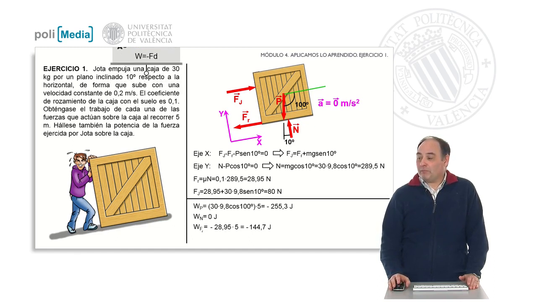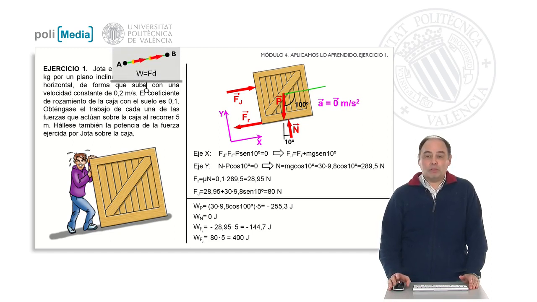The last force that remains to be considered is the force exerted by Jota. What work does it do? This is very similar to the case of the frictional force, with the difference that the force has the same direction as the motion, and therefore the corresponding formula is force times distance. 80 times 5, 400 joules.